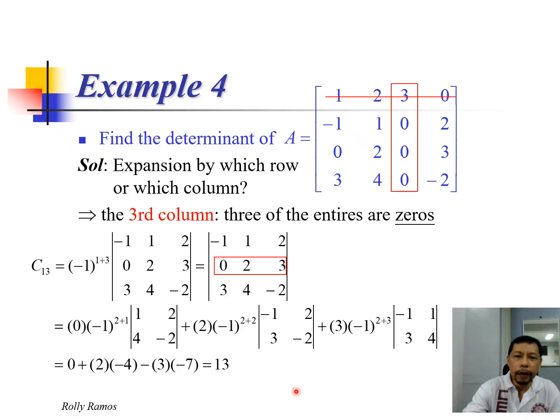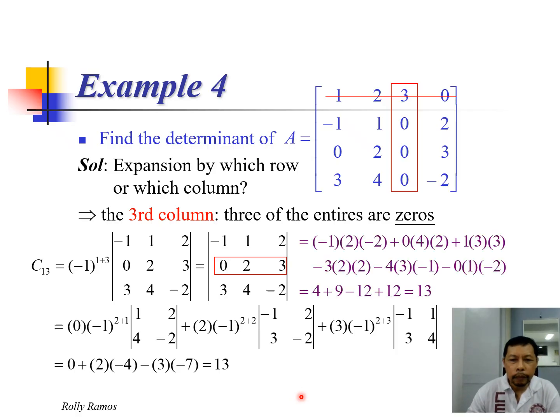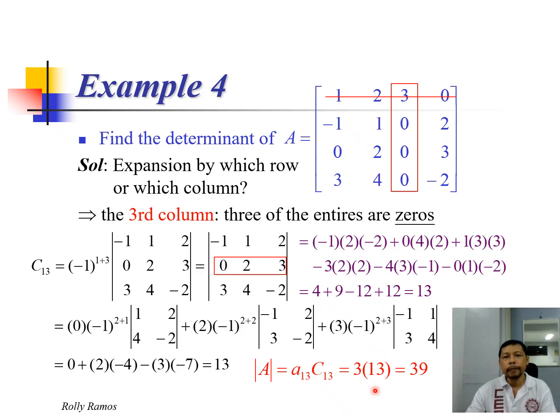Then the determinant of A is equal to this element times its cofactor plus this element times its cofactor and so on. But since again these are zeros, we only have to deal with this element here. So the determinant of A is equal to A13 times C13. So 3 times its cofactor, which is 13. Therefore, the determinant of A is equal to 3 times 13 or 39.